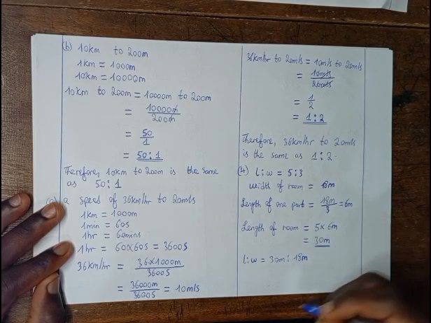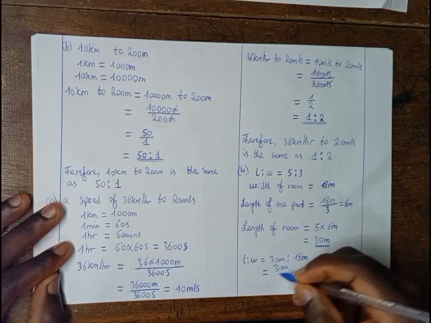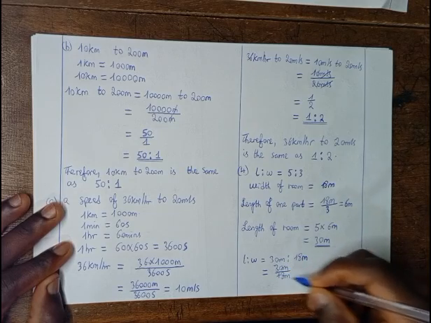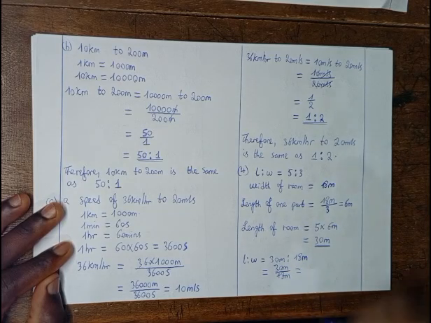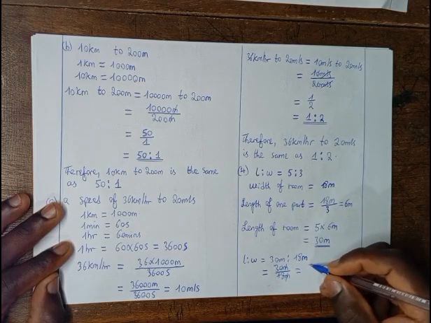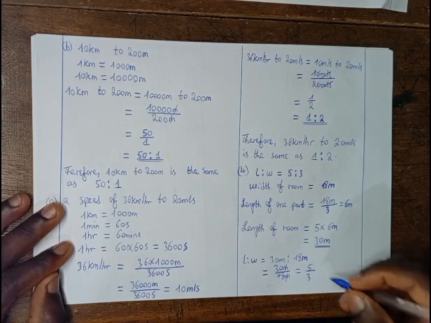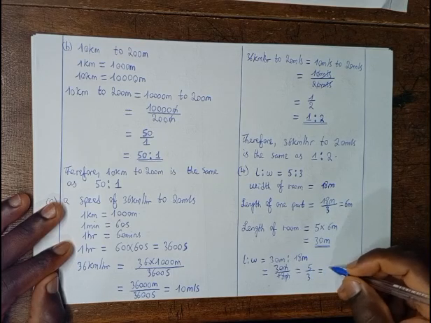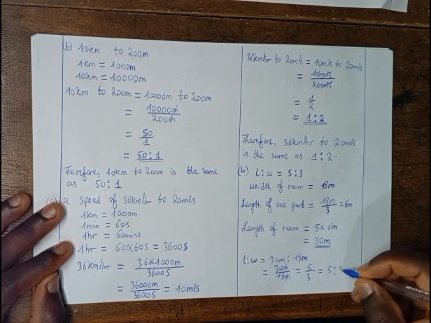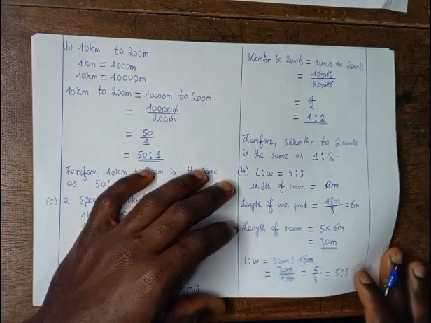Next, if we are to simplify, let's write it down in the fractional form. 30 meters over 18 meters. This will be equal to, the meters will go, 6 will go into 30 5 times, 6 will go into 18 3 times. This will simply be the same as 5 is to 3, which is true. We are done with question 4. Now we have to go to question 5.